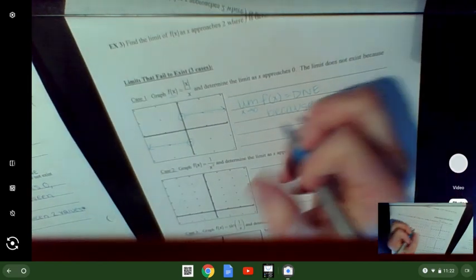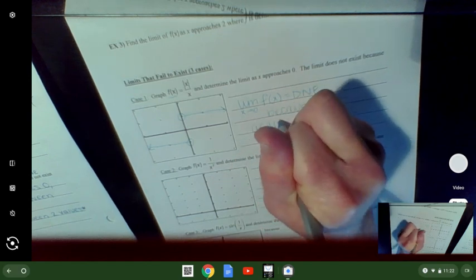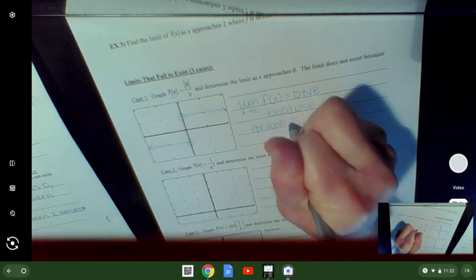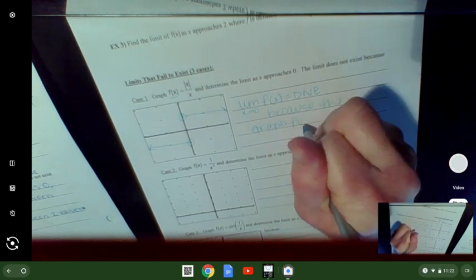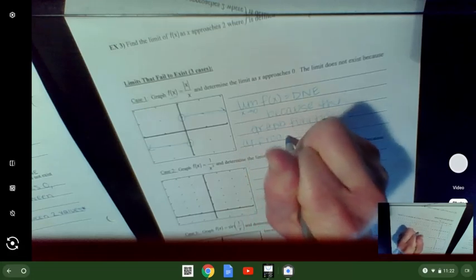So we say the limit does not exist because the function is approaching 2 different y values. Case 1, where the limit does not exist, we are approaching 2 different y values.